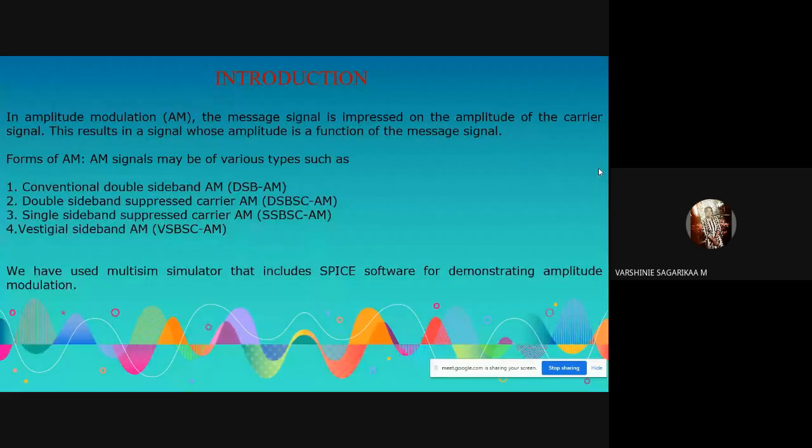Introduction. So, what is amplitude modulation? In amplitude modulation, the message signal is impressed on the amplitude of the carrier signal. This results in a signal whose amplitude is a function of the message signal.